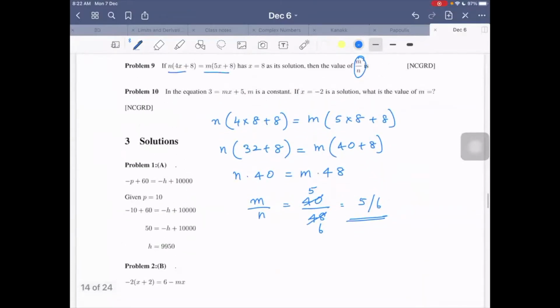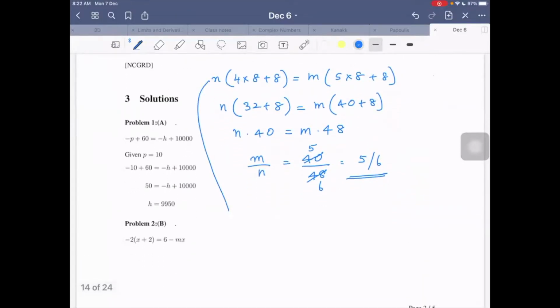No problems at all. So in the first step, you can see that from both LHS and RHS, an 8 can come out. If you take an 8 outside, this is going to be 8 times 4 plus 1. You get that? And on the RHS, an 8 can come out and it will be 8 times 5 plus 1.